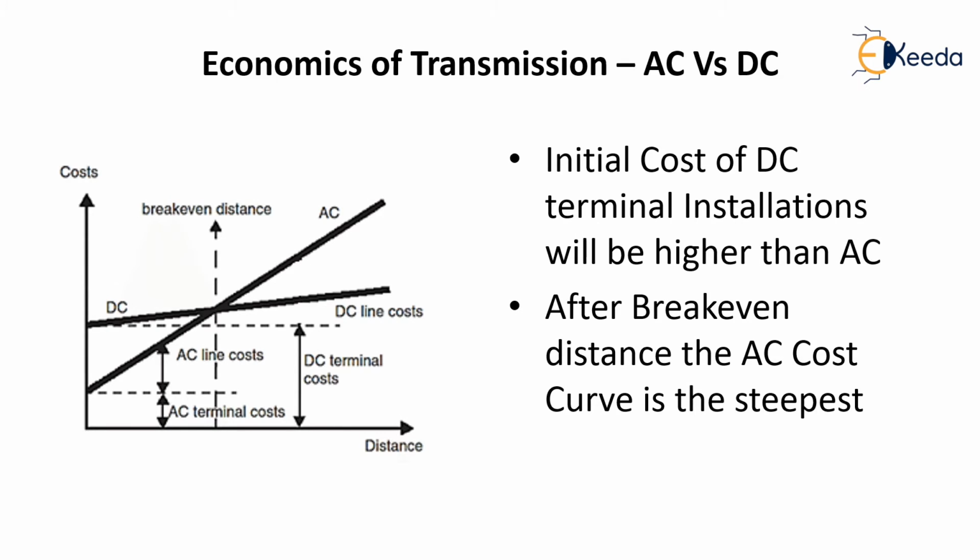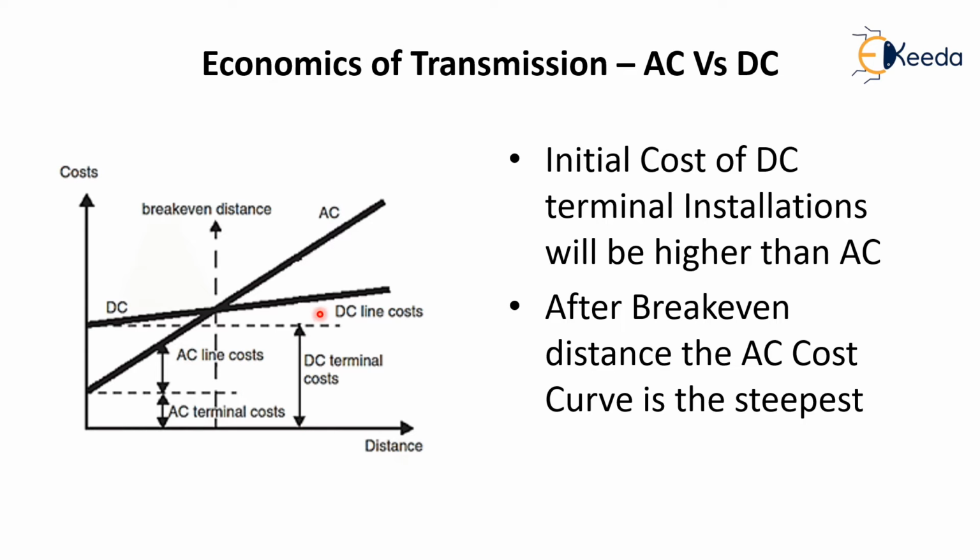Here you can see the graph which shows the cost versus distance for AC and DC transmission systems. We can see that the DC line starts from here and the AC line starts from here. The initial point refers to the initial investment costs, so we call it the terminal costs. The AC terminal costs are comparatively less, but the DC terminal costs are comparatively high.